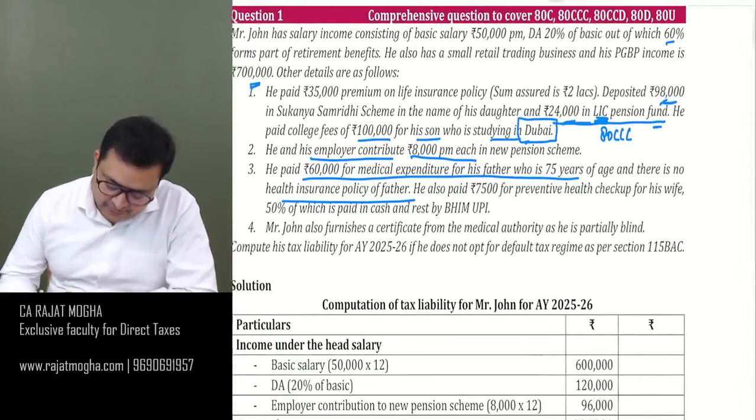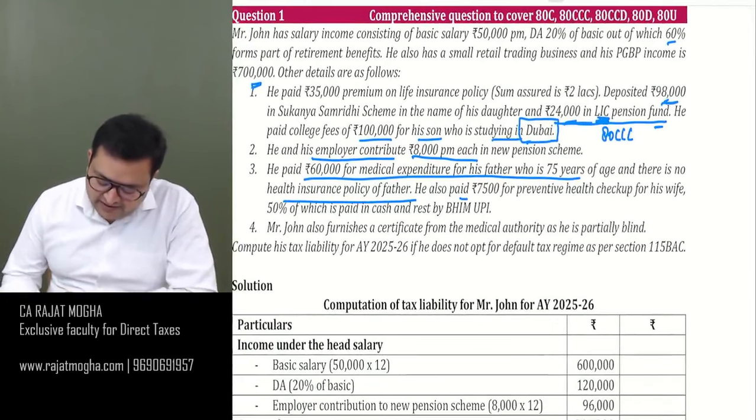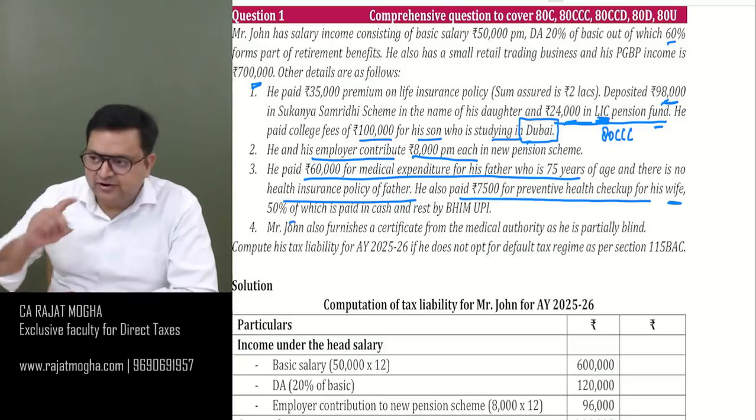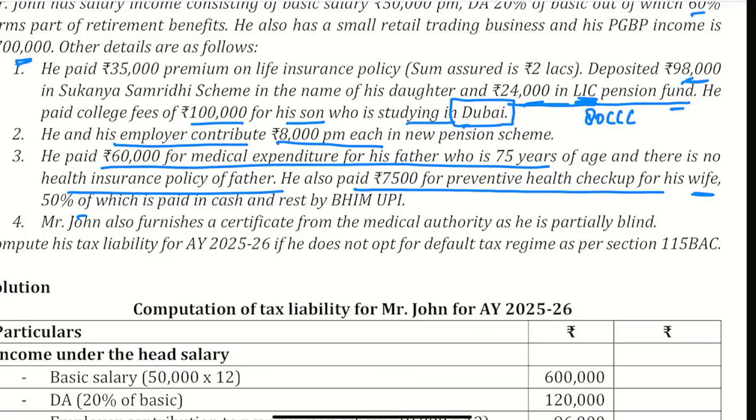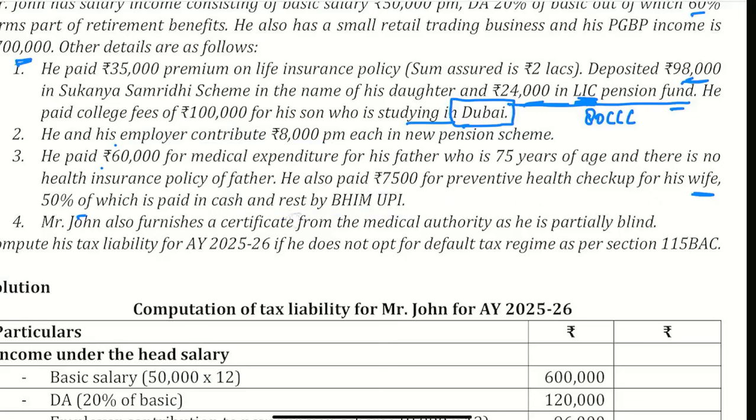Okay. Next is, he also paid 7,500 for the preventive health checkup for his wife. 50% is paid in cash and rest in Bhim UPI. See, for preventive health checkup, we don't have any issues like cash or non-cash. We can pay it in cash also. That is not an issue. Can you tell me how much is allowed for his wife?